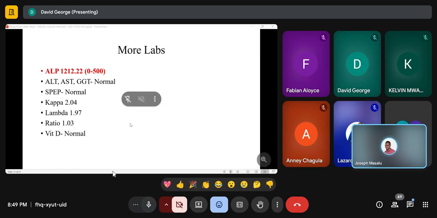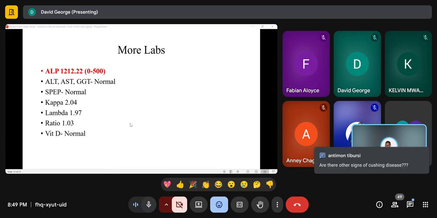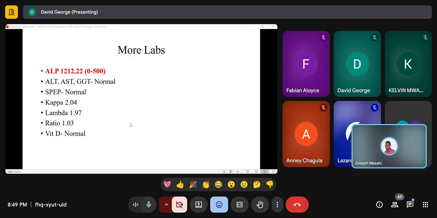So this is a pretty interesting and straightforward lab. I'm not even starting with that, but the most important thing here is the SPEP, which is normal. But you know, a normal serum protein electrophoresis doesn't rule out multiple myeloma. These clinicians are pretty intelligent. They did the kappa-lambda, and you see that ratio there is around 1, which is normal. Because some patients might have, maybe, light chain myeloma.